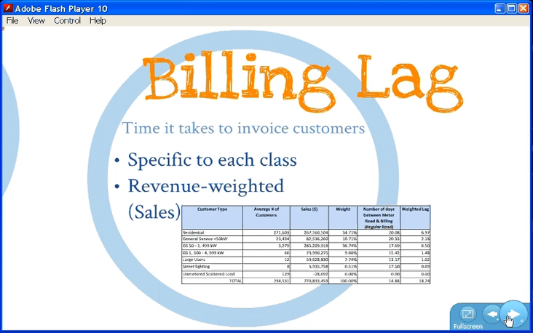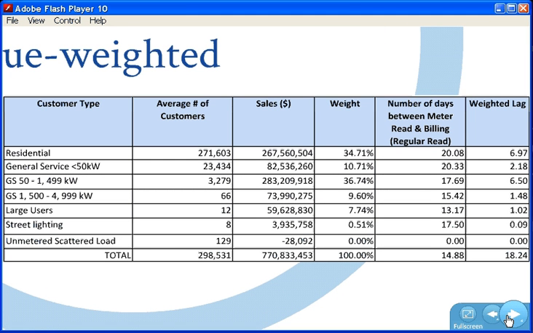Then comes the billing lag. Again, this one should also be specific to each customer class. However, instead of being customer weighted, it should be revenue weighted because at that point, because you have a meter read, you're able to define or calculate the actual sales per customer class.